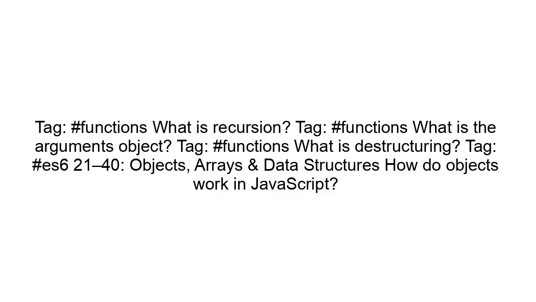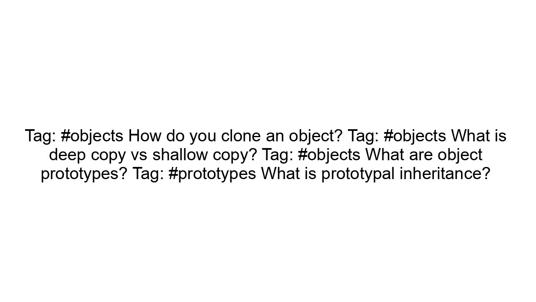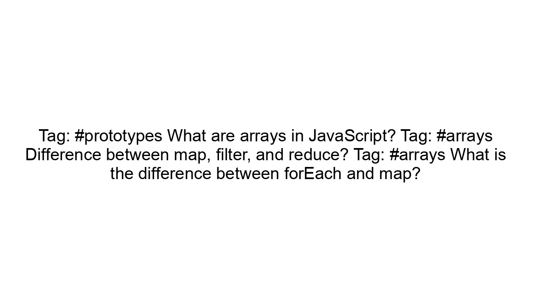21 to 40. Objects, arrays, and data structures. How do objects work in JavaScript? Tag: objects. How do you clone an object? Tag: objects. What is deep copy versus shallow copy? Tag: objects. What are object prototypes? Tag: prototypes. What is prototypal inheritance? Tag: prototypes. What are arrays in JavaScript? Tag: arrays.